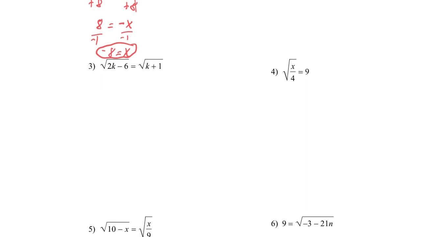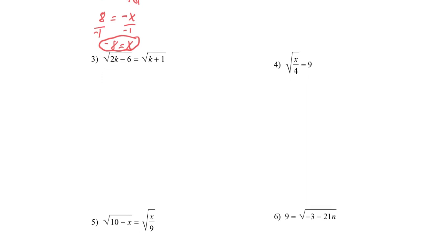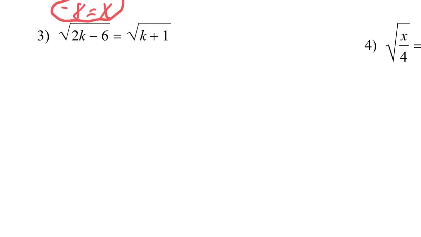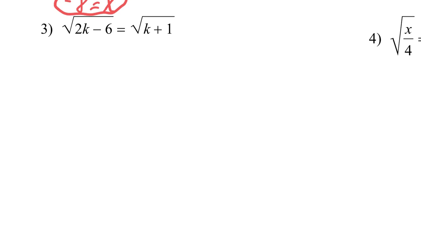Number 3, we have a square root equals a square root, so those really aren't hard. The square roots are already isolated. There's nothing outside of either of the square roots, right? So we can just square both sides, and that's going to eliminate the square root with the square, and it's going to leave whatever was inside. So I have 2k minus 6 equals, let's cancel those, k plus 1. And then we just solve the equation that results.